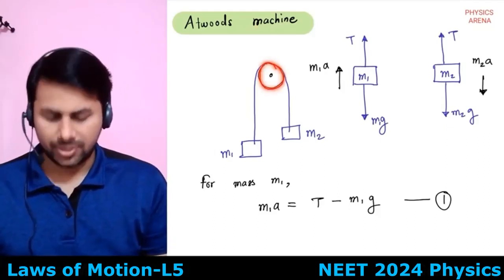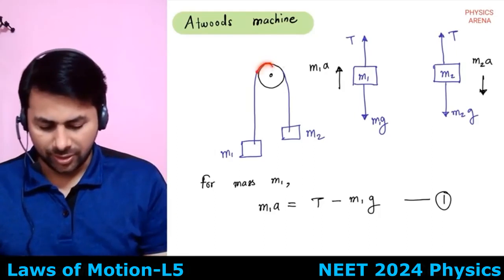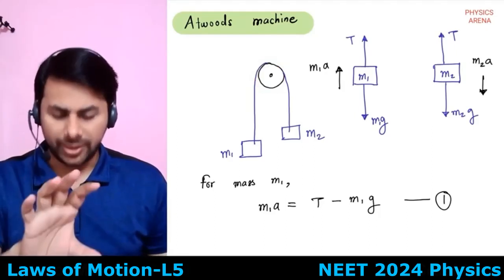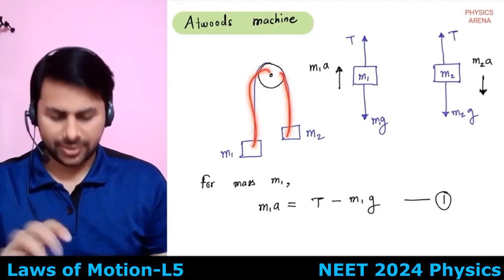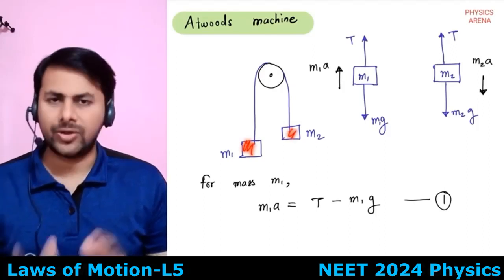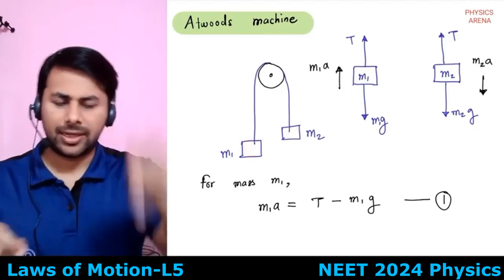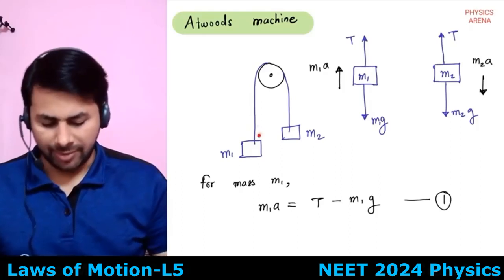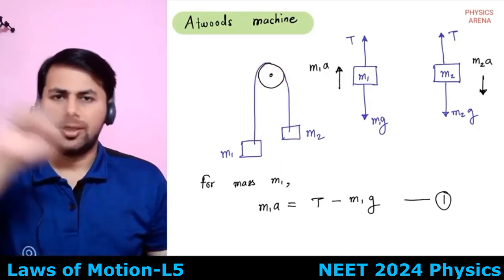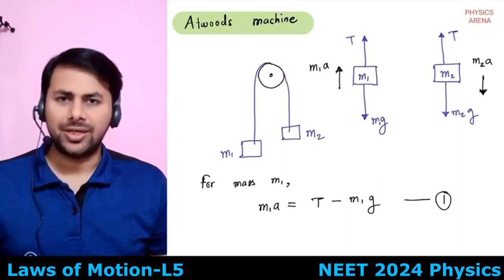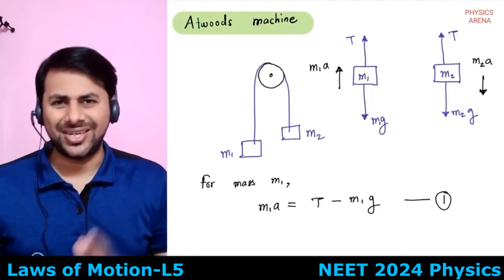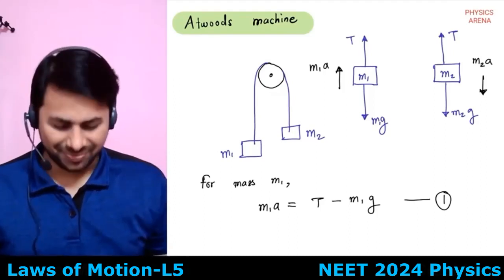Atwood's machine is a very simple machine. You have a pulley, and there are two masses. Let's call this one M1, the other one M2, and they are hanging off that pulley by means of a frictionless and weightless string. So this is an ideal string, frictionless, weightless.